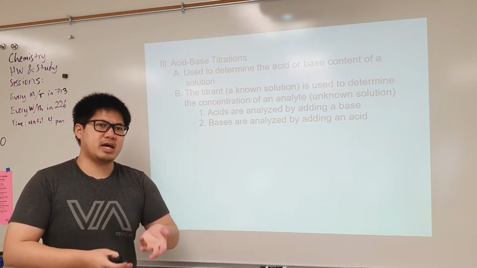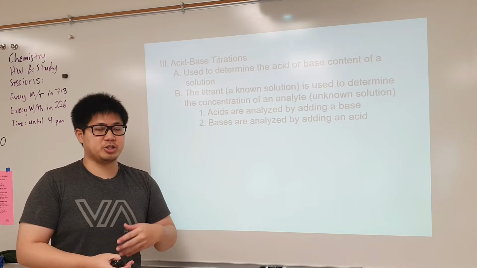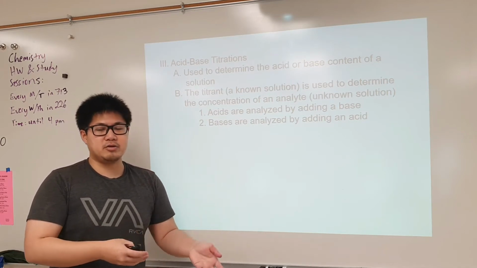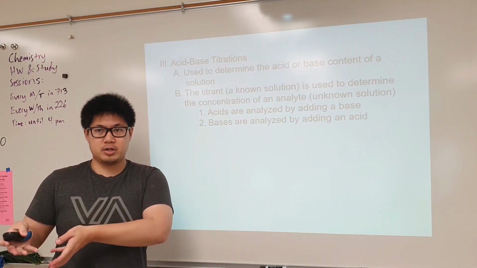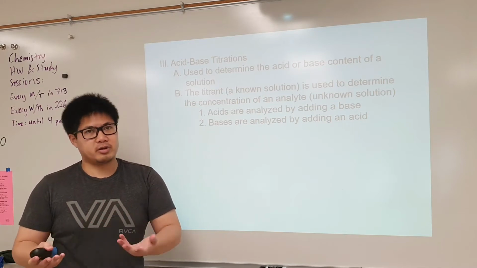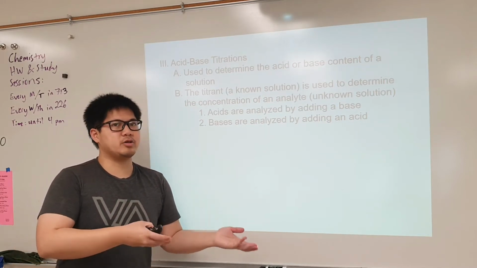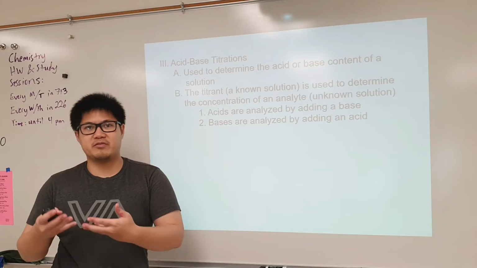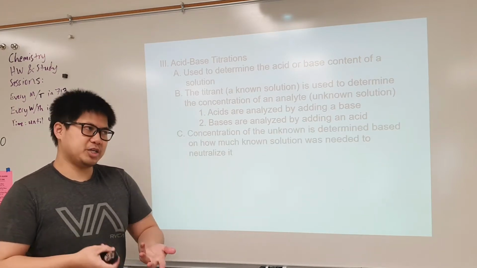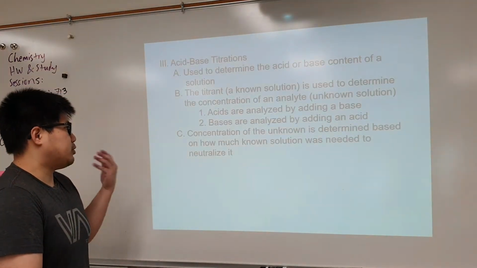So the way that it works is that if we're trying to figure out the concentration of an unknown acid, we're going to use a base that we know to figure it out. On the other hand, if we're dealing with an unknown base, we're going to use an acid that we know to try to figure it out. And so it depends on the situation, really. The goal is to know this.